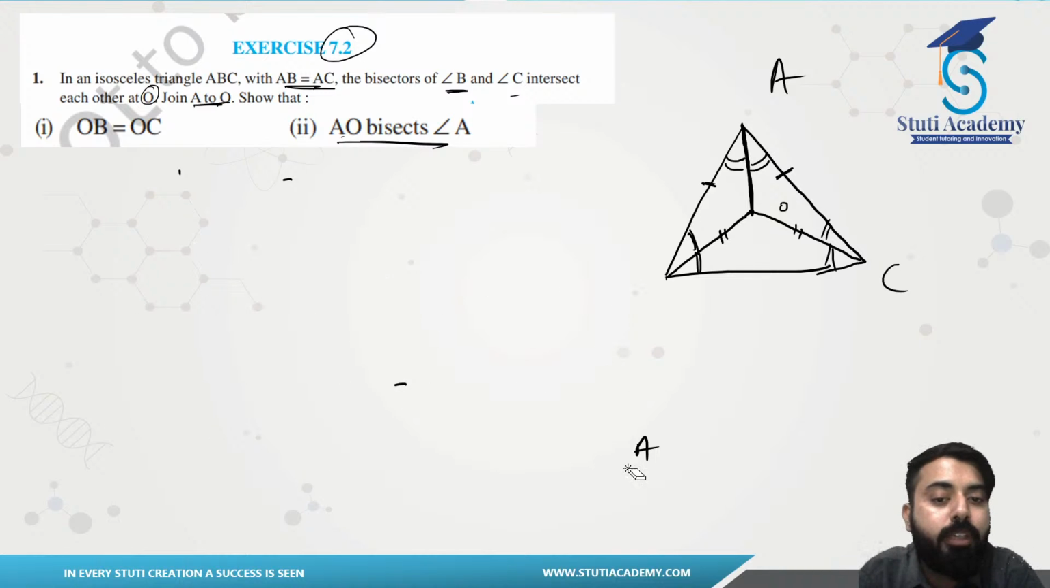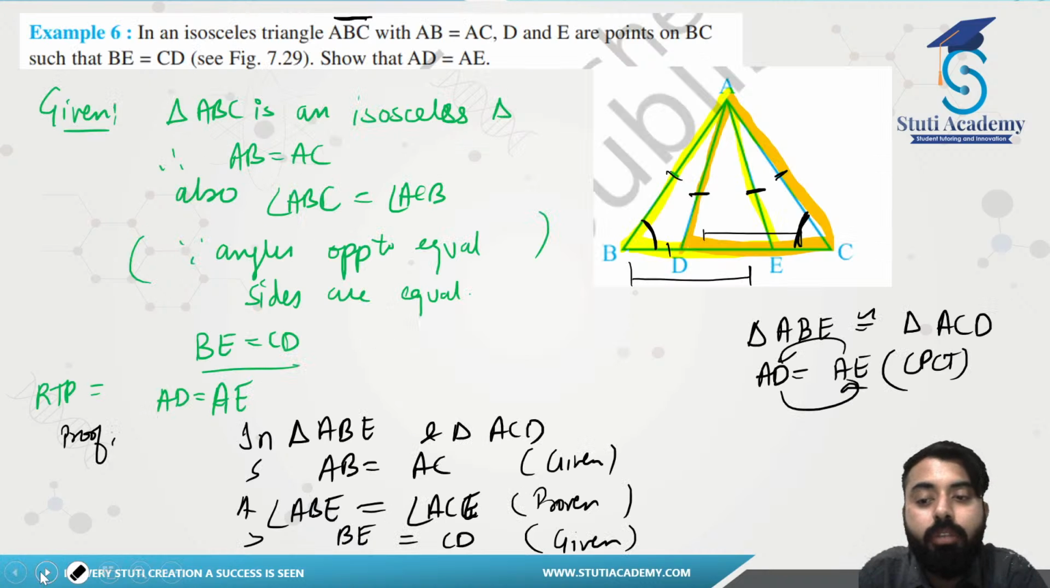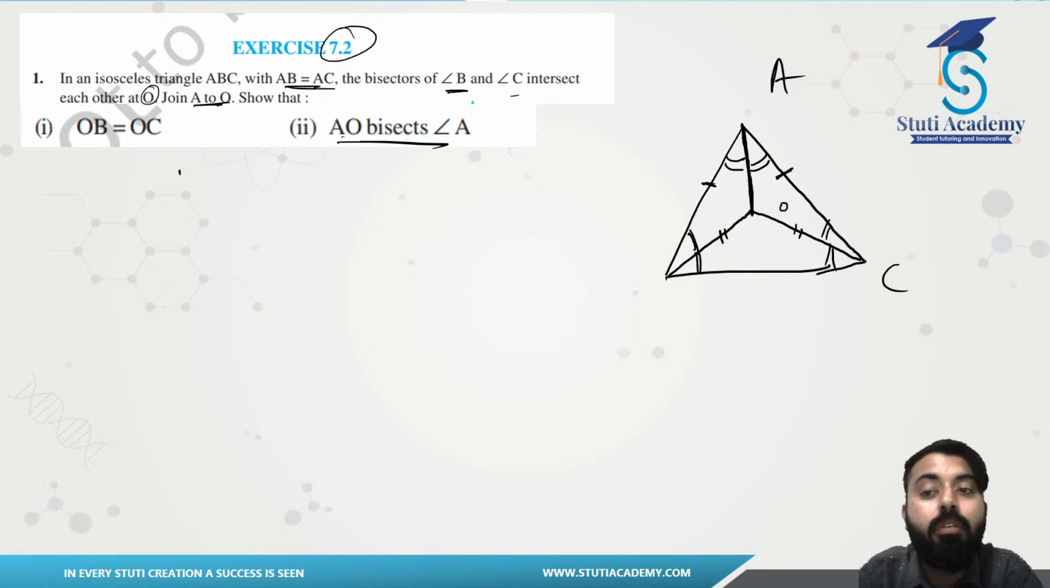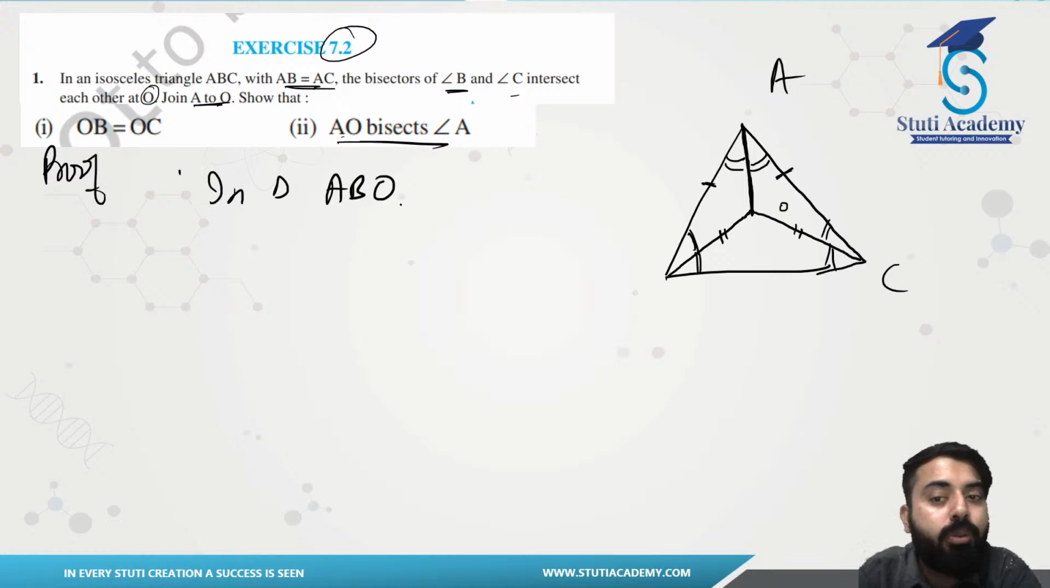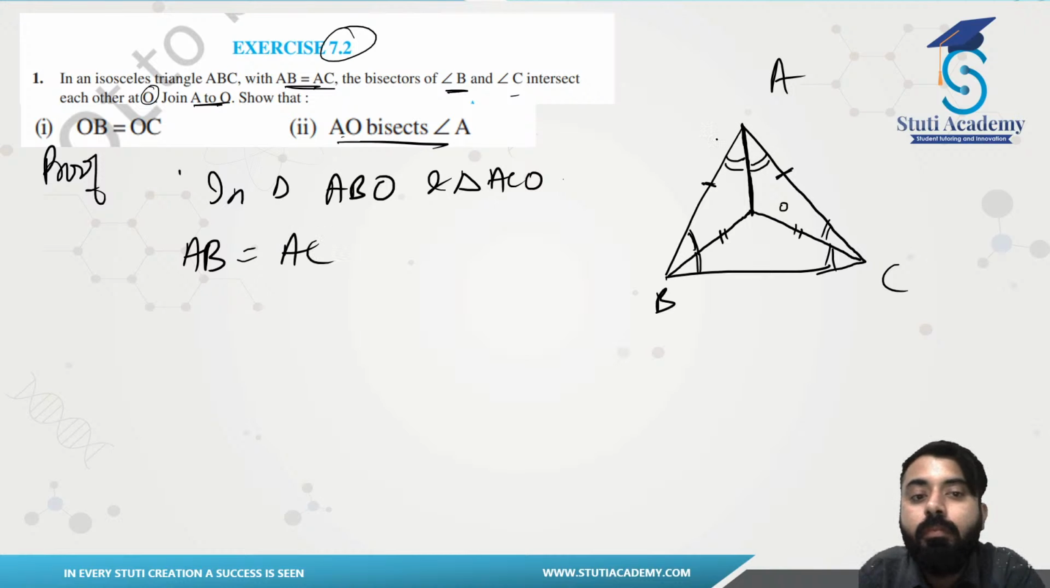So in order to prove our proofs, let's just start with the solution and proof now. So proof: in triangle ABO and triangle ACO, I know AB is equal to AC. Angle bisector. This angle is equal to that one. That will be common and that will be correct. Just do what? Give me a second.